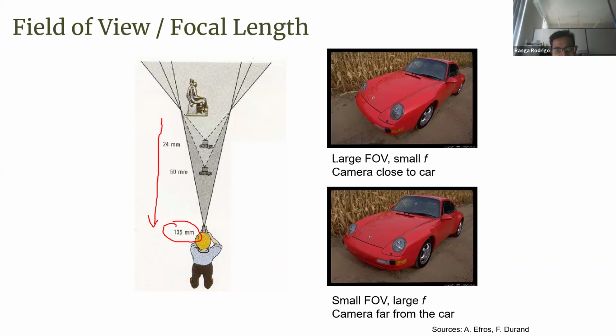So you can see these are large field of view, small f, camera is close to the car, so the 3D nature of the car is seen. Small field of view, large f, camera far from the car. So the 3D-ness of the car is gone now, less.